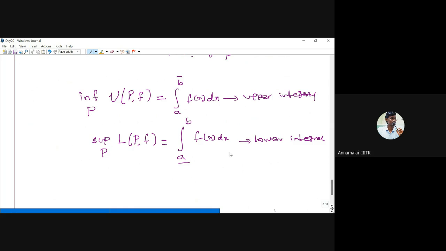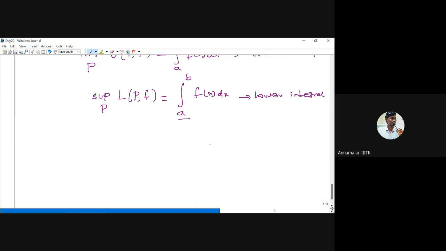For the lower sum, you have to take the supremum over all partitions. We call it the lower integral. So what is the relation between these? The lower integral is always less than or equal to the upper integral. That is, the lower integral of f of x dx is less than or equal to the upper integral. The upper integral is always bigger. Suppose both are equal, then we say f is integrable, and then we denote it by integral a to b f of x dx.